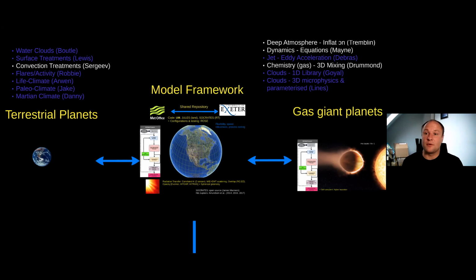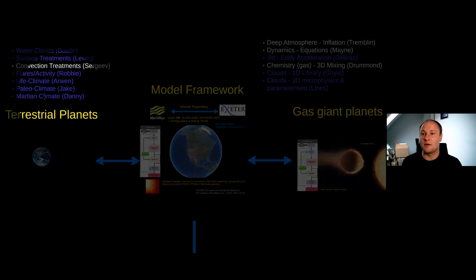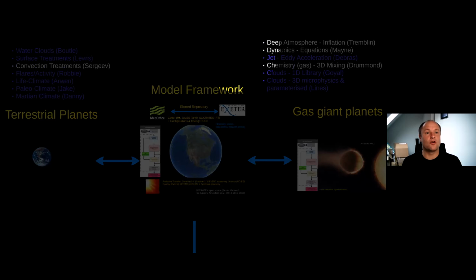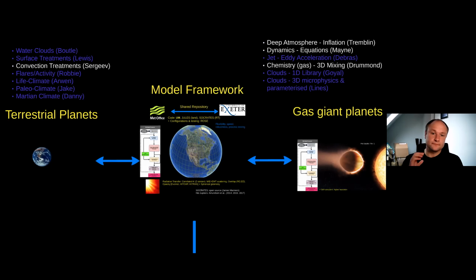The kind of stuff that we can do, you can watch the recording if you like and match these names to things you might be interested in. We have people working on paleoclimate, a little bit has just started on Mars, life-climate interaction, etc. But the names in white are the areas that I'll focus on today. So as I mentioned, some work on the dynamics and the key problem of inflation, the 3D mixing, and then if we have time, convection.